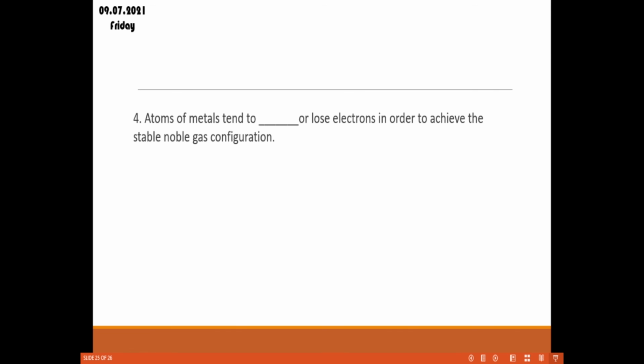And the atoms of metals tend to donate or lose electrons in order to achieve the stable noble gas configuration. The valency of noble gases is 0.